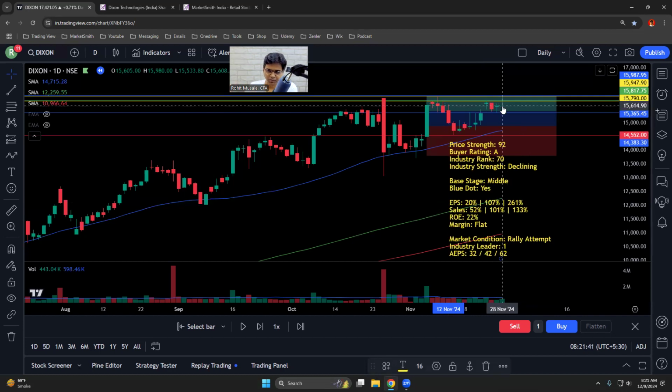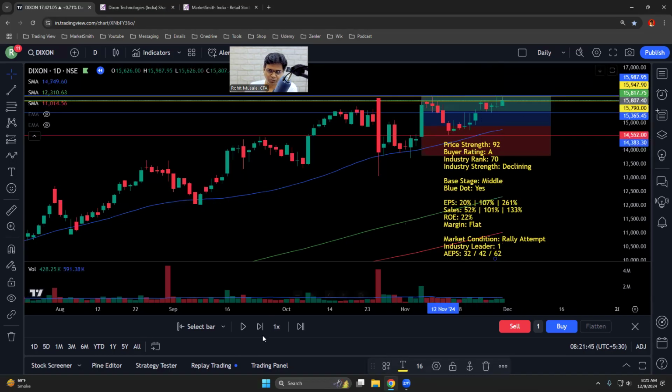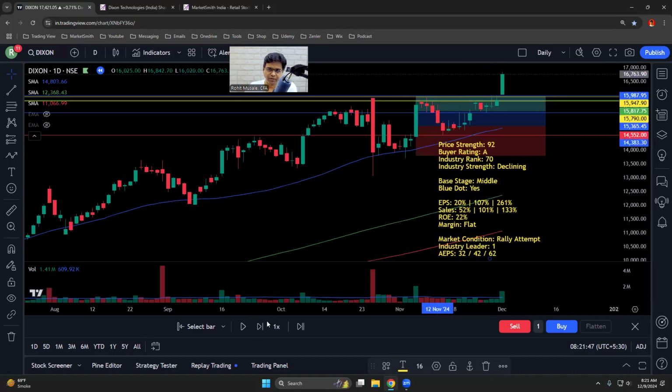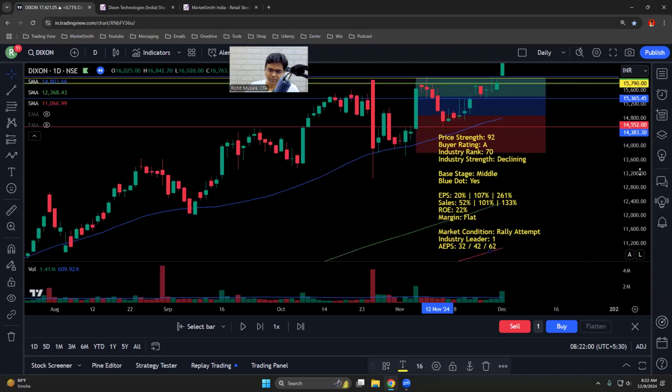Look what happened. This was 28th of November. Then the stock showed some strength the next day. Then it shot up. Then I moved my stop loss from here to here. Once it shot up, I moved my stop loss from here to here because I wanted to give it more room. Now, what are these two blue lines?